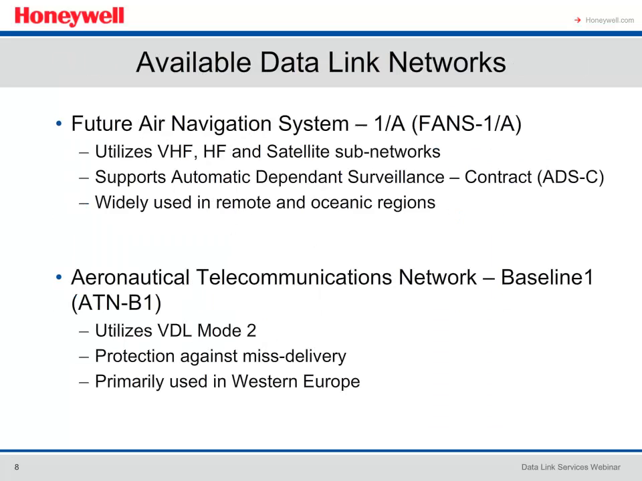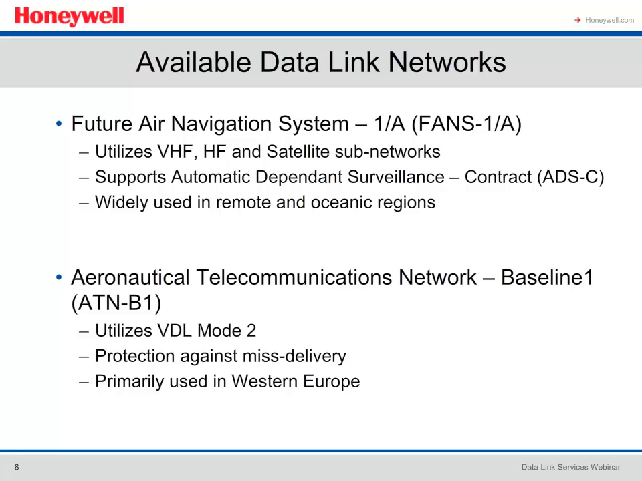Today, there are primarily two data link networks that support CPDLC operations. The Future Air Navigation System 1A, or FANS 1A, was introduced in the 1990s and was primarily developed as a means for airline dispatch to communicate with aircraft using text messaging. The system has evolved to allow for direct communication between aircraft and air traffic control and is widely used over oceanic and remote areas. FANS also supports Automatic Dependent Surveillance Contracts, or ADSC, which gathers data from the aircraft's sensors and avionics systems and provides air traffic control with automatic position reports.